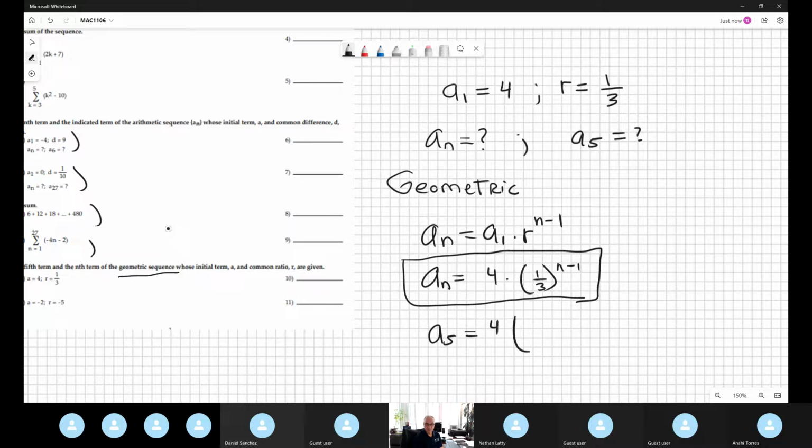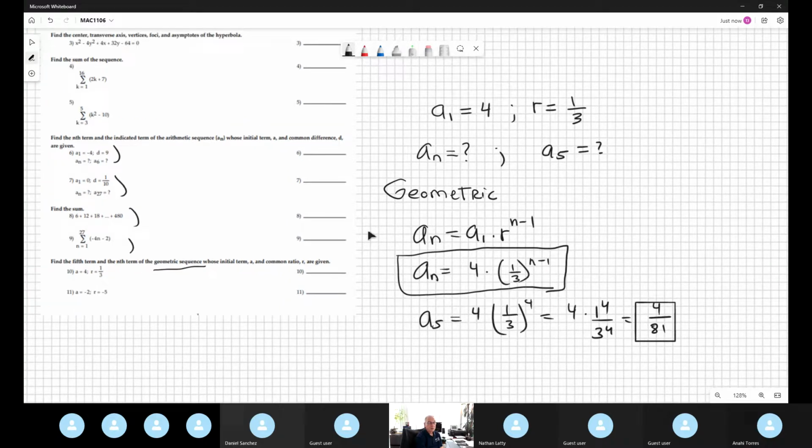It's 4 times 1/3, and you plug it in, substituting n for 5. 5 minus 1 is 4. This is 4 times 1 to the 4 and 3 to the 4. 1 to the 4 always is 1. This is 4 on the top, 81 on the bottom. 3 times 3 times 3 times 3 is 81. This is the element in the position 5.